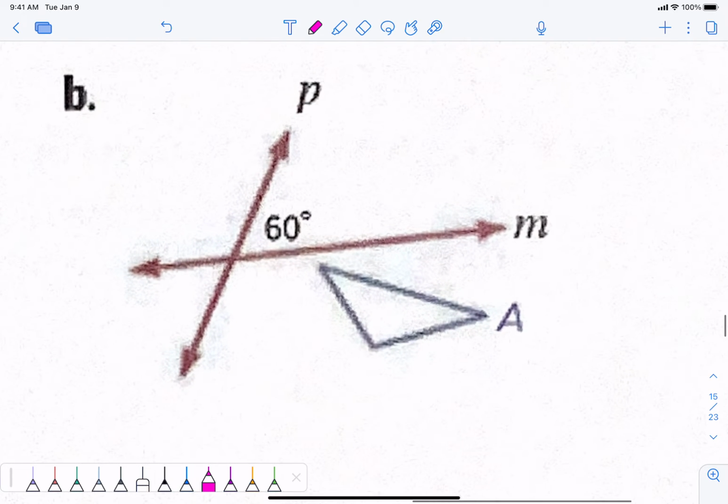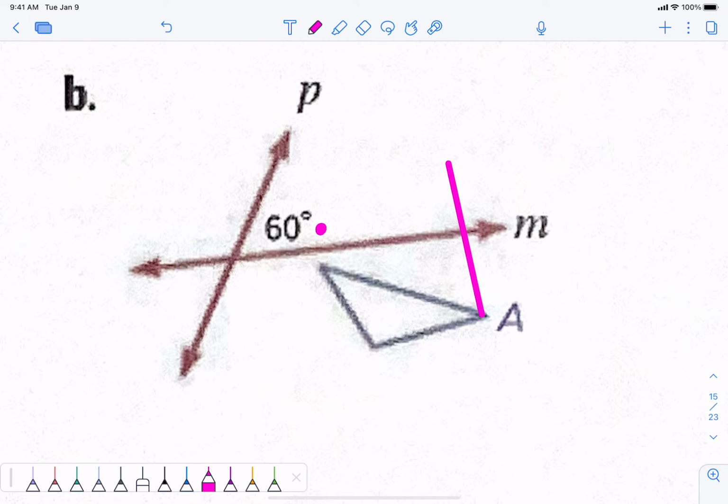Now they're wanting us to reflect it over M again and reflect it over P. But instead of having 2 parallel lines, we have 2 lines that are intersecting at a 60-degree angle. So let's talk about that here. Let's flip him over. I'm going to do this distance, the same on that side.